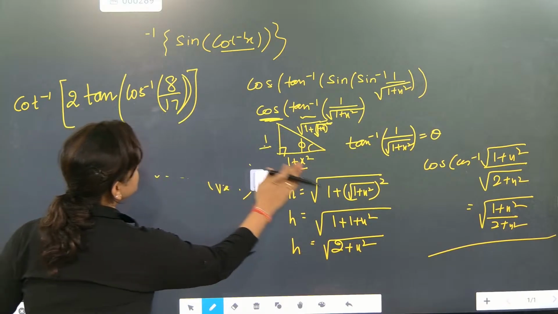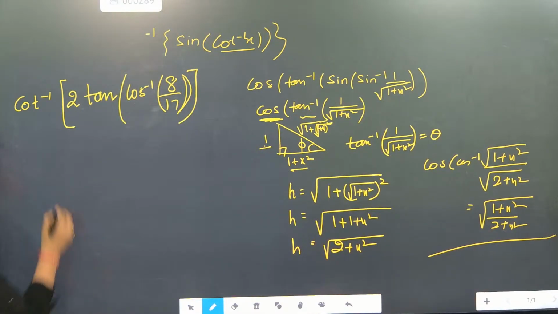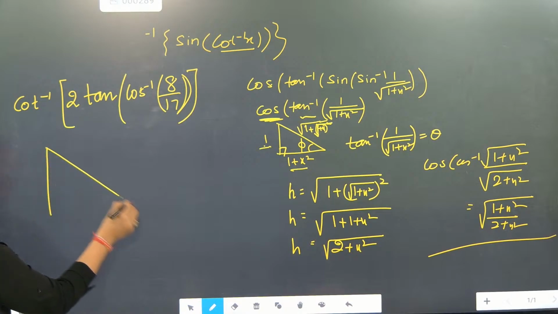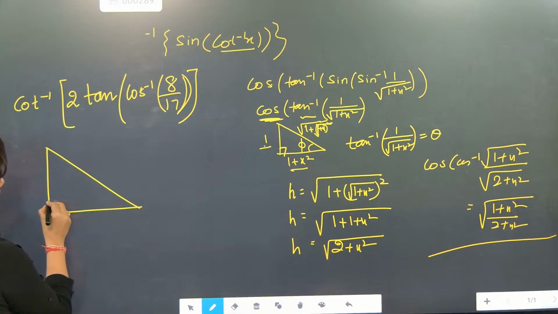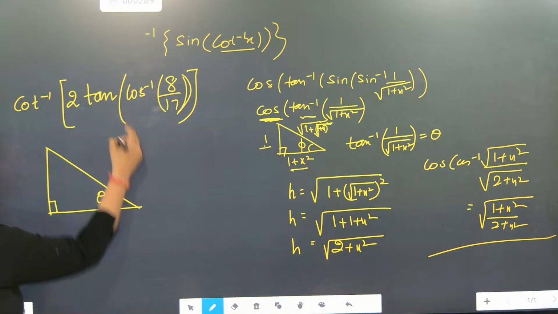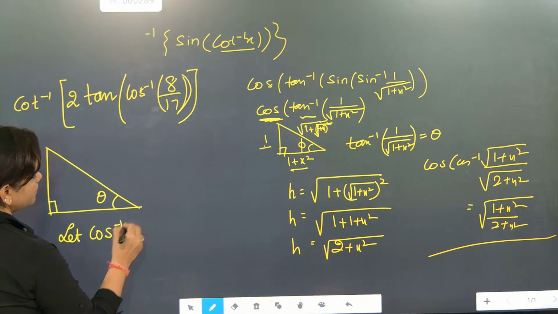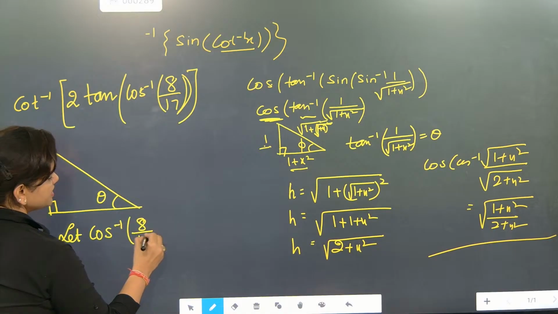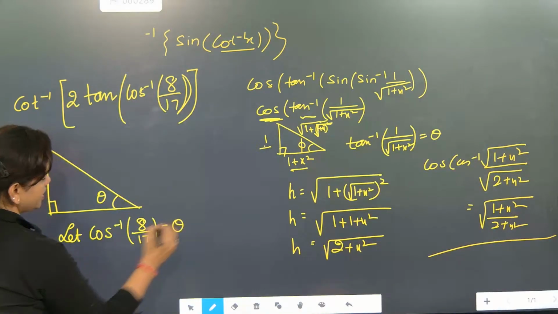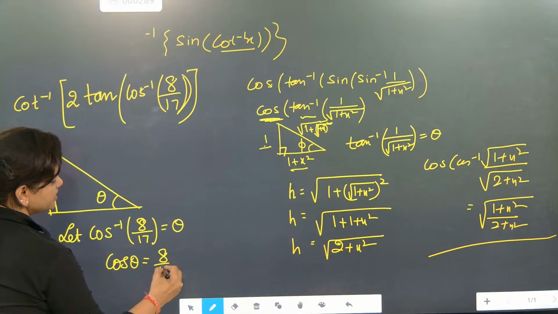Again, what did I say? Simple technique, what you have to do? Take this is equal to theta. See, draw a triangle. Right here, theta. This is written as, let cos inverse 8 by 17 is equal to theta. So cos theta is equal to 8 by 17.